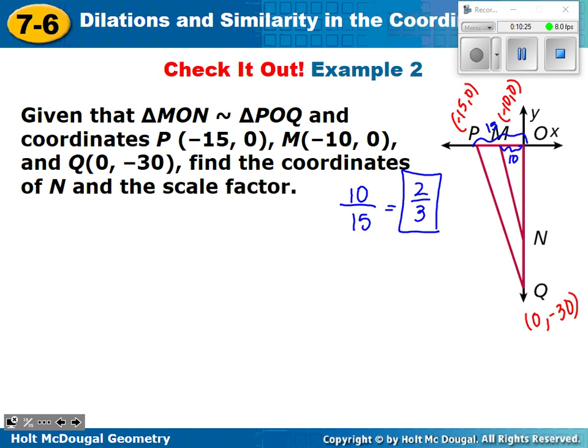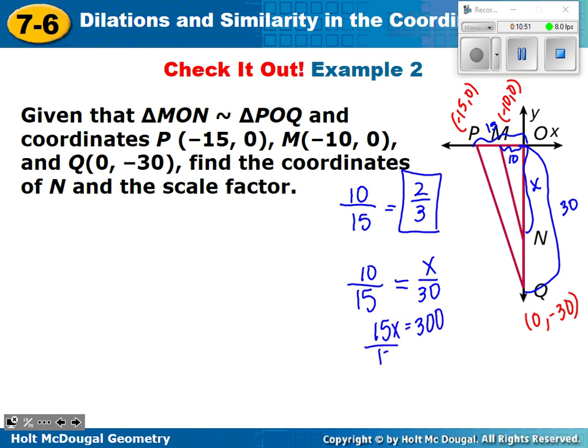From there, you could write a proportion. You're trying to find the coordinates of N, so you need to know the distance from O to N. You know the distance from O to Q is 30. So your proportion would be 10 over 15, or you could have just used 2/3, equals X over 30. That gives us 15X equals 300. Divide by 15, and X is 20.